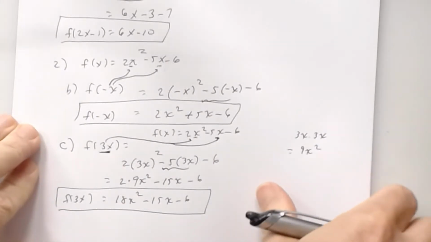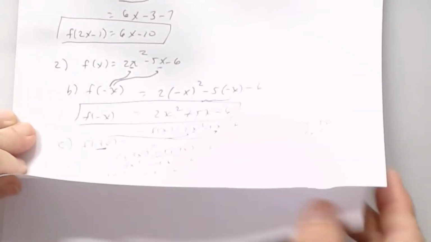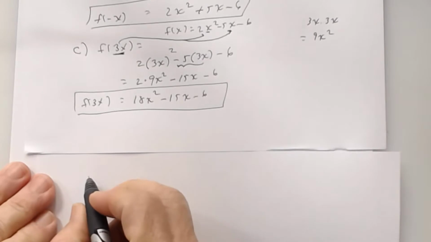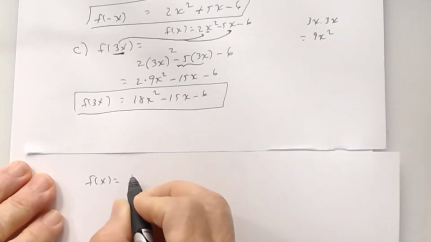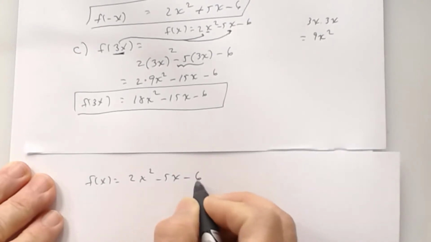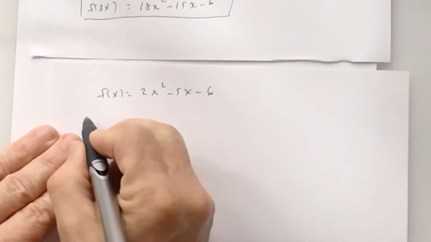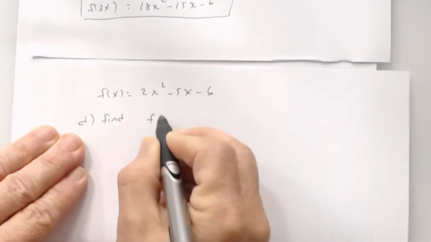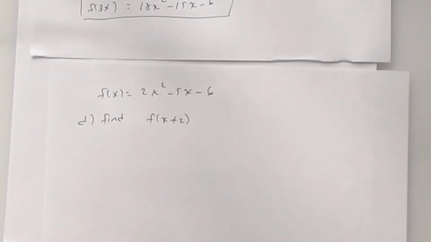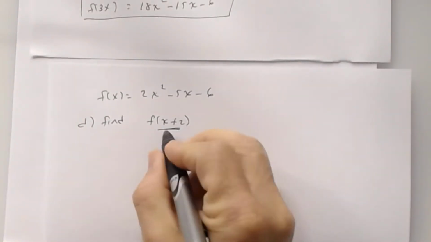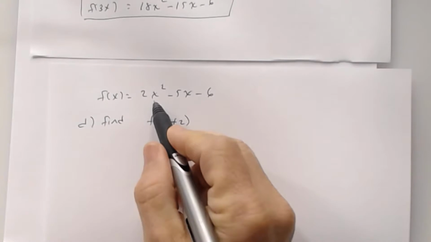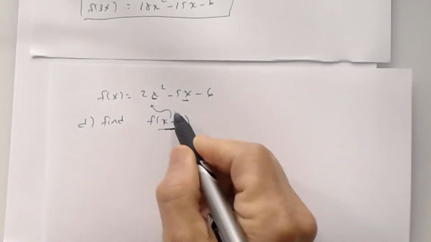All right? Now let's look at D. Okay. So D, you have this now. So let me go ahead and write the function again. So my function is f of x equal 2x squared minus 5x minus 6. All right. And I want to find f of x plus 2. All right. So what will I be substituting? What expression will I be substituting? X plus 2. So wherever I see the variable x in my function, and I see it here and here, I'm going to substitute x plus 2.